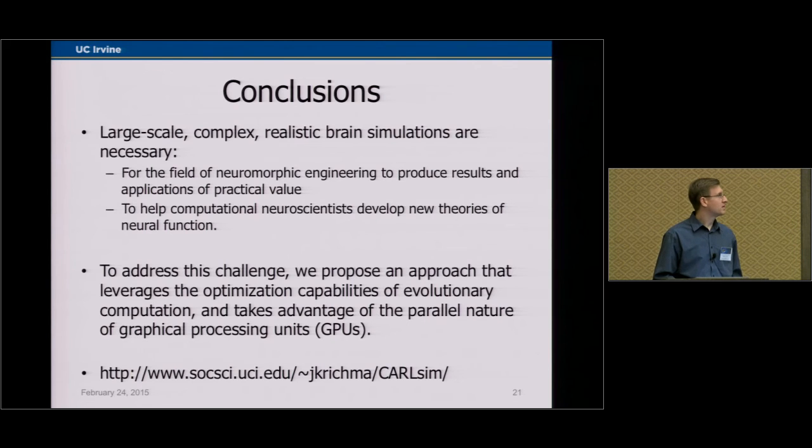So to wrap things up, large-scale, complex, realistic brain simulations are necessary for neuromorphic engineering and for computational neuroscience. To address the challenge, we propose an approach that leverages the optimization capabilities of evolutionary computation, and it takes advantage of the parallel nature of GPUs as well.